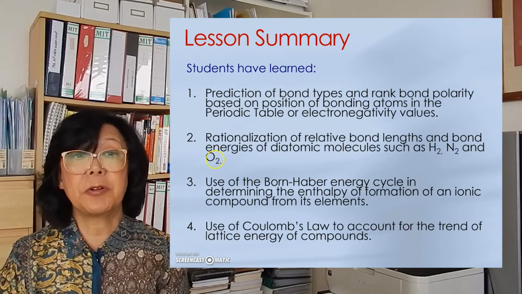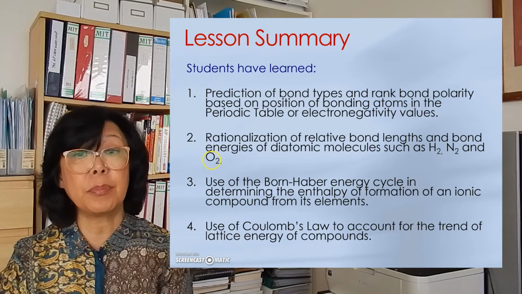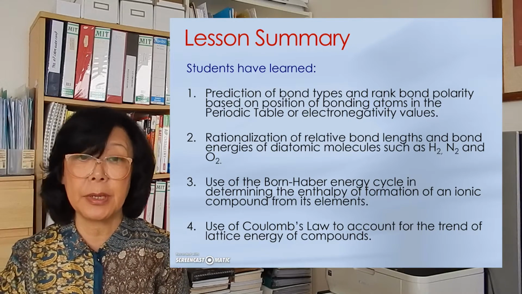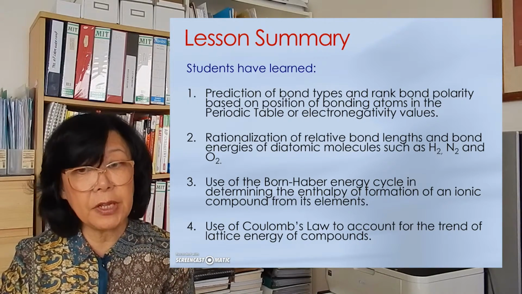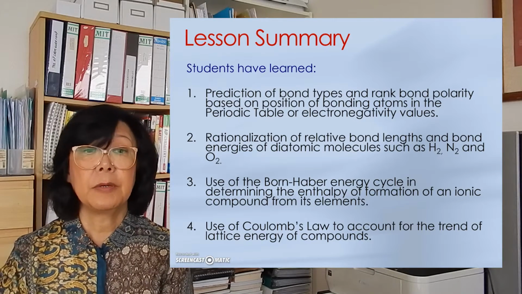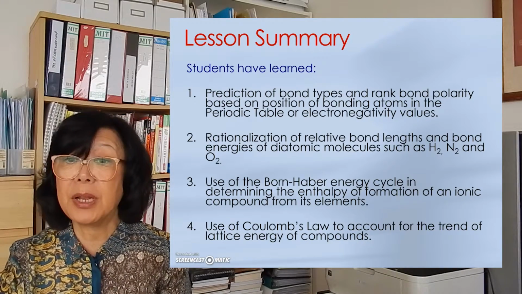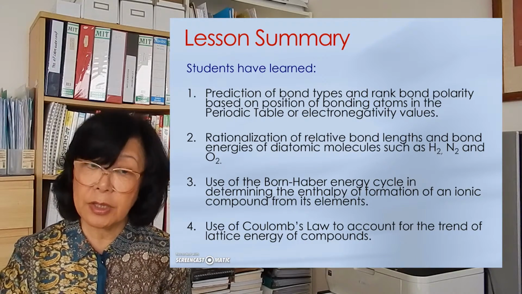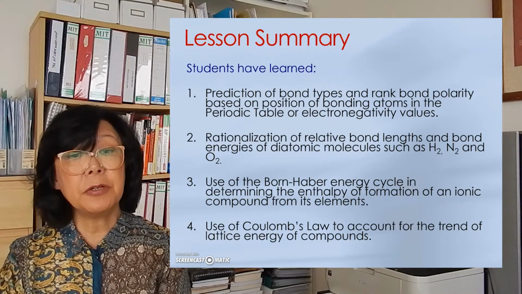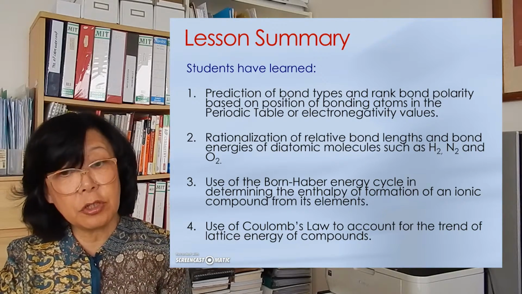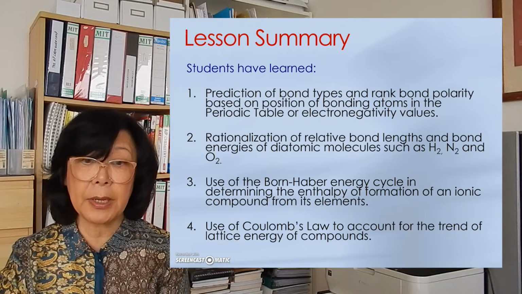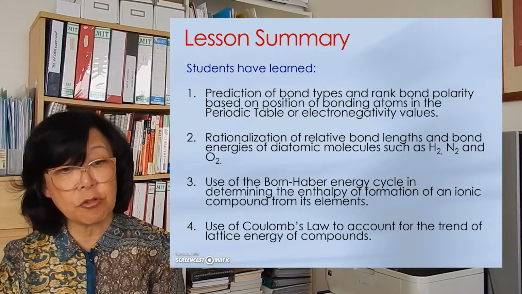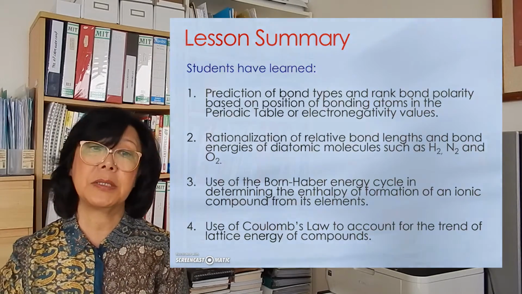So to summarize what we have learned in this lesson: 1. Students have learned to predict bond type and rank bond polarity based on the position of bonding atoms in the periodic table or their electronegativity values. 2. We learned how to rationalize the relative bond length and bond energies of diatomic molecules such as hydrogen, nitrogen, and oxygen. 3. We used the Born-Haber energy cycle to determine the enthalpy of formation of an ionic compound from its elements. And finally, we used Coulomb's law to account for the trend of lattice energy of compounds.